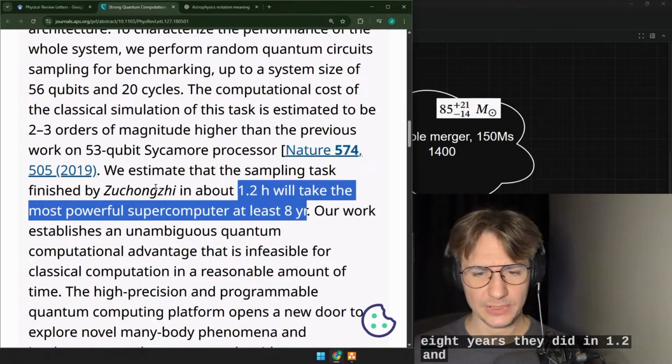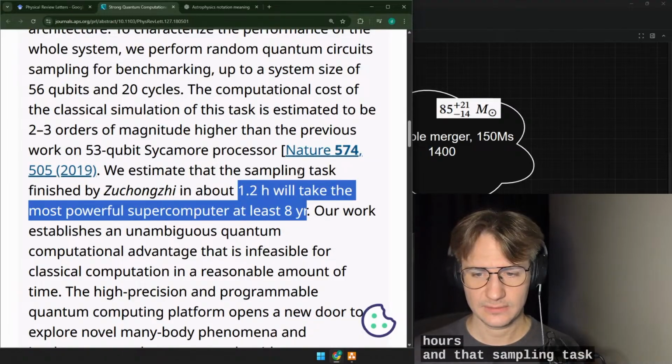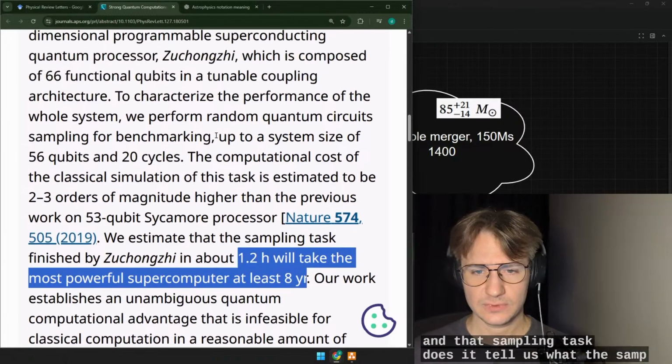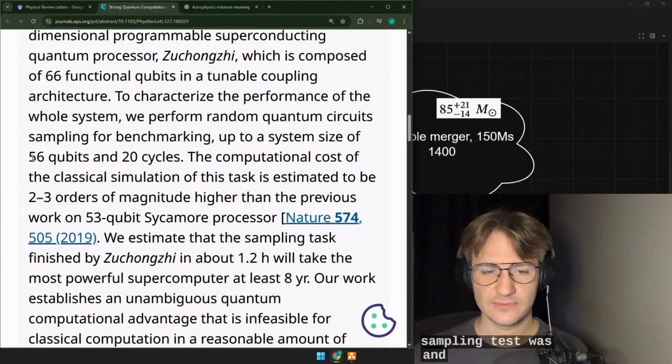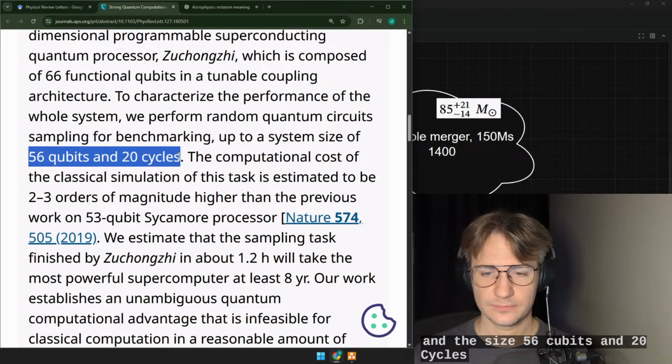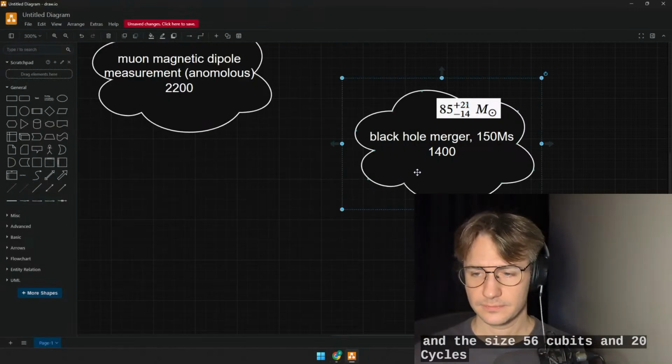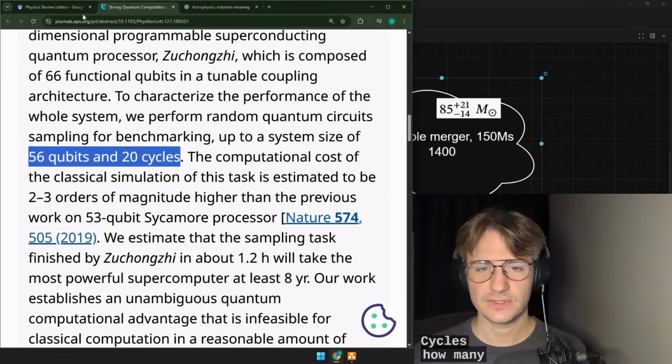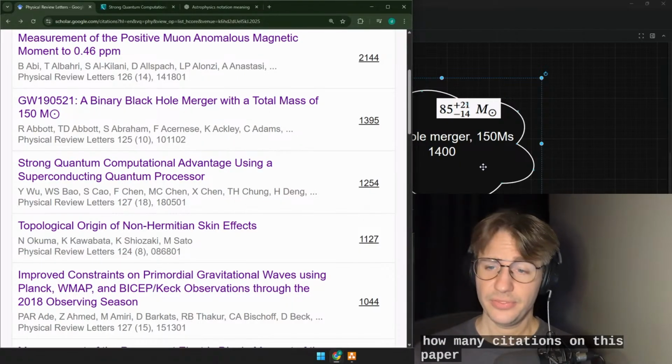And that sampling task, does it tell us what the sampling task was? And the size, 56 qubits and 20 cycles. How many citations on this paper? Yeah, 1,300. It's huge.